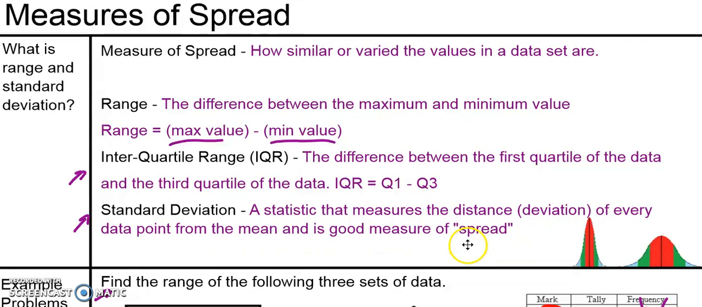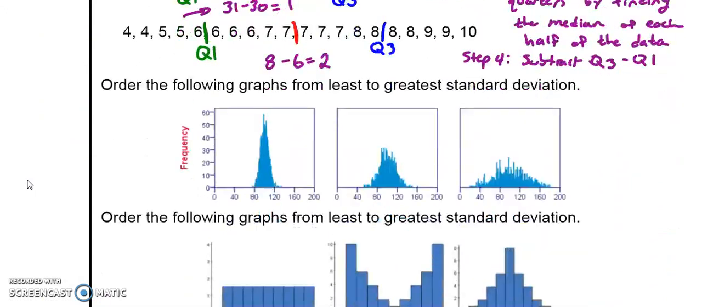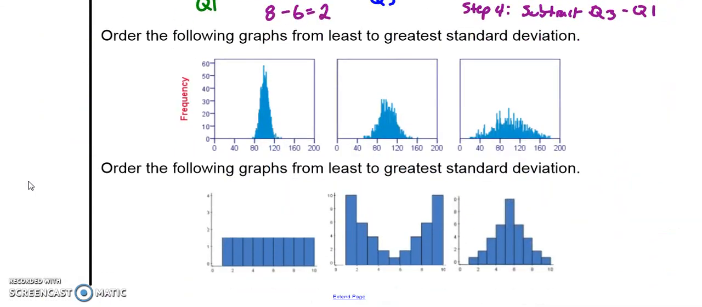Now, because it uses every single data point, the formula to calculate standard deviation is much more complicated than interquartile range and substantially more complicated than range. And because it's so complicated, we're not going to talk about it in this video. Instead, we'll use a calculator in class to calculate the standard deviation. But even though we're not going to calculate it by hand, it's still a good idea to understand which graphs or which data sets look like they have a higher standard deviation than others. In other words, which ones have a higher spread.